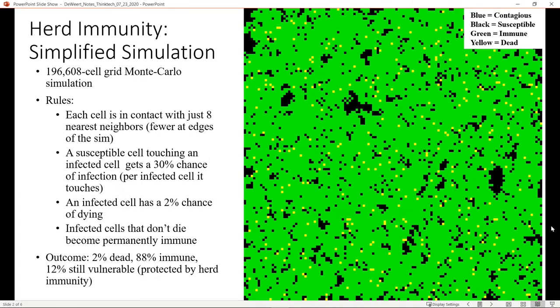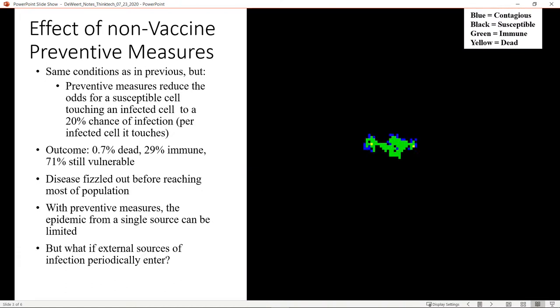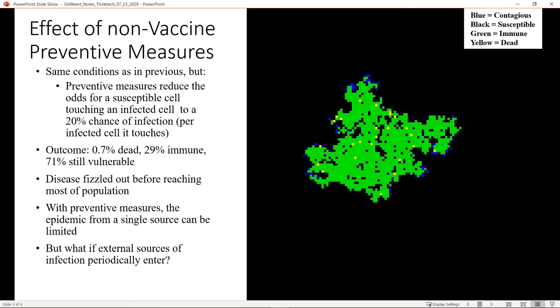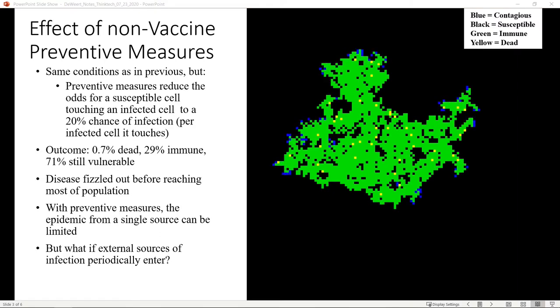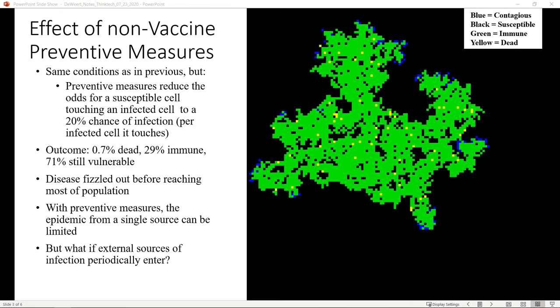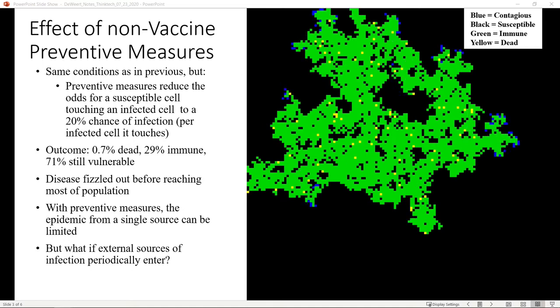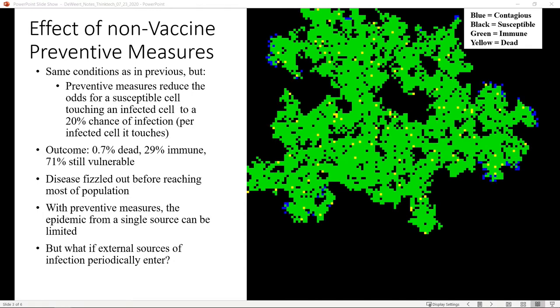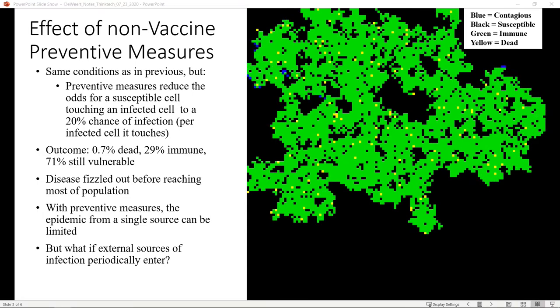So on the next slide, I show what if you could slow it down? In the first slide, every cell had a 30% chance of being infected if it touched an infected cell. In this slide, I've dropped that to 25%, a lower chance of being infected. And under these conditions, the disease doesn't reach the entire community. It fizzles out. It still reaches more than half the community, but it fizzles out before it reaches everyone. So masking, social distancing, hand washing, all those things, this shows what the effect might be. It'll limit the spread of the virus in your community and save a bunch of possible infections.